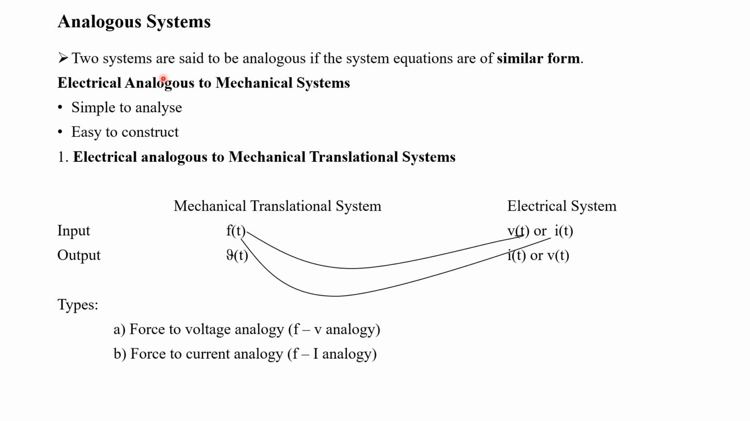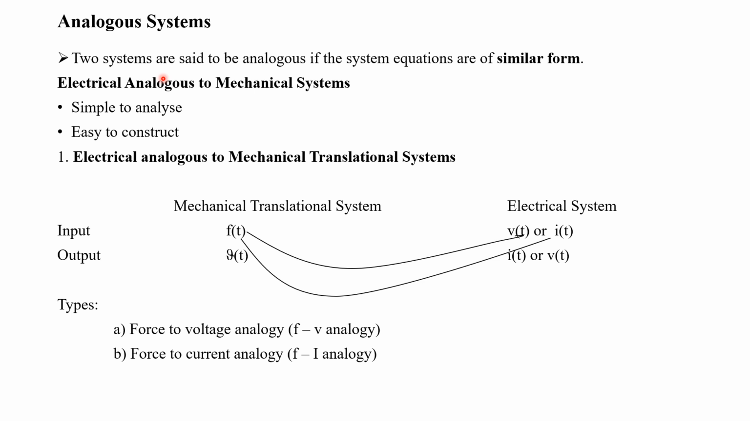Now we will see about the electrical analogous to mechanical systems. Here we are transforming the mechanical systems into the electrical system. Why are we transforming mechanical systems into electrical systems? Because electrical systems are simple to analyze, and we can easily construct an electrical system using the three components R, L as well as C.